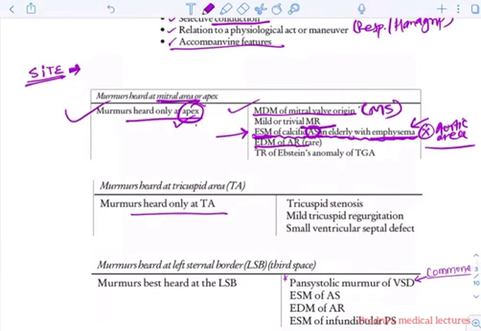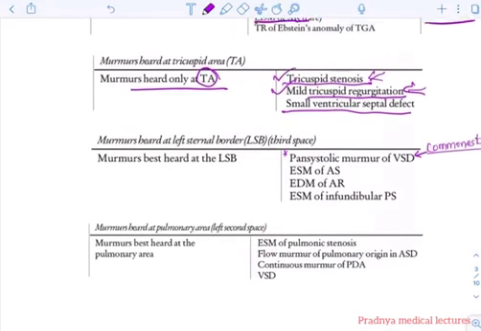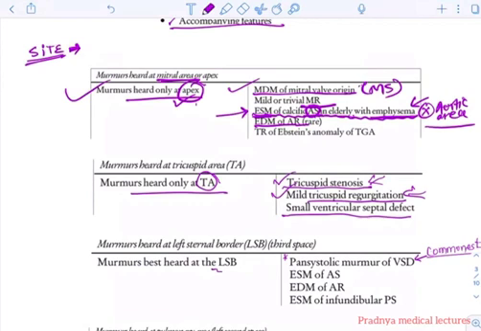Next is murmur heard best at the tricuspid area. These are tricuspid stenosis, tricuspid regurgitation, and small VSD. So these were easy to remember. In the tricuspid area we know what the tricuspid valve is, so either it is stenosed or regurgitant, and we will hear the murmur better. Then murmur heard over the left sternal border.